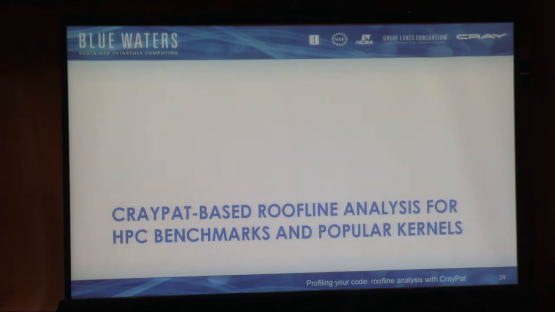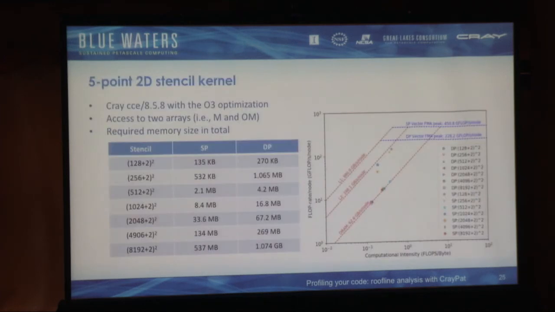And let me show you a couple of examples of how we could use this package for HPC benchmarks and popular kernels. The first example is our handwritten 5-point 2D stencil code. I compiled it with the Cray compiler with O3 optimization. It's a very simple kernel, so we can manually compute the memory usage. So this is the tensor size, and this is the single precision and double precision memory usage.